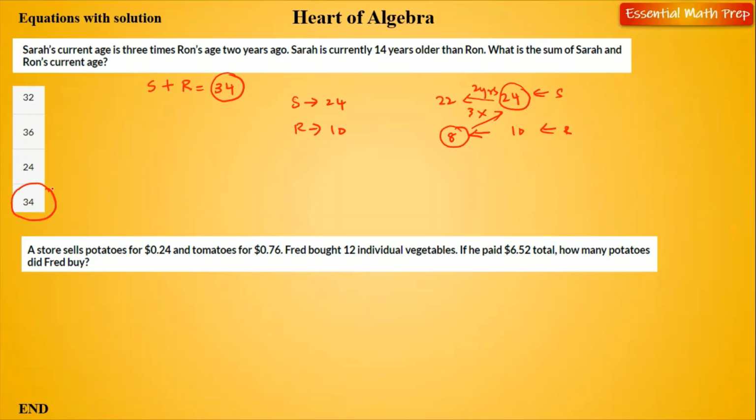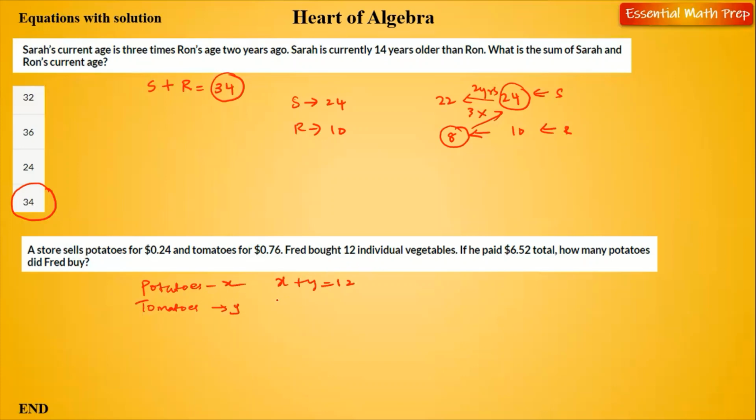A store sells potatoes for 24 cents and tomatoes for 76 cents. Fred bought 12 individual vegetables. If he paid $6.52 for the total, how many potatoes did Fred buy? We've done similar problems before, so let's go ahead and do it. So let's call potatoes X and tomatoes Y. So X plus Y equals 12 because these represent the physical quantities, okay?